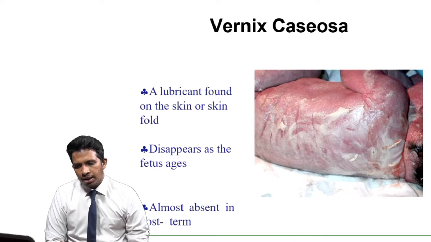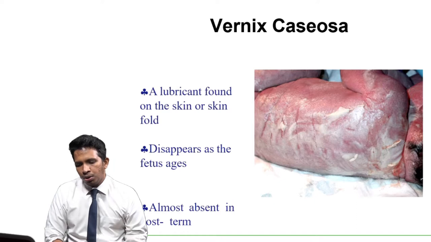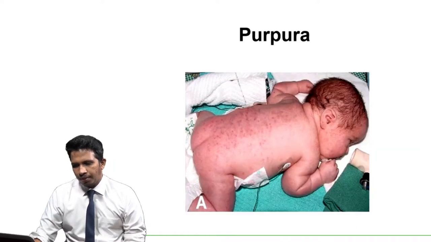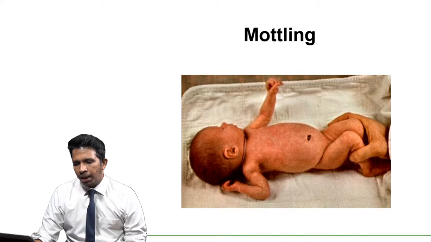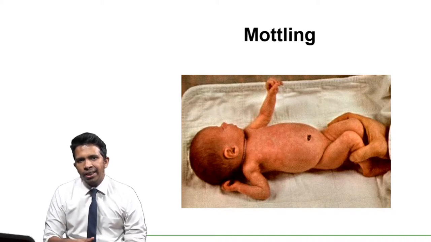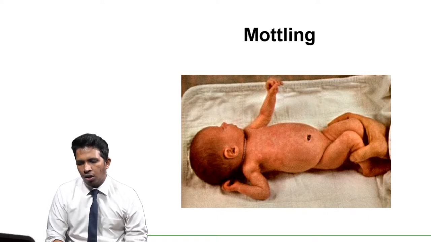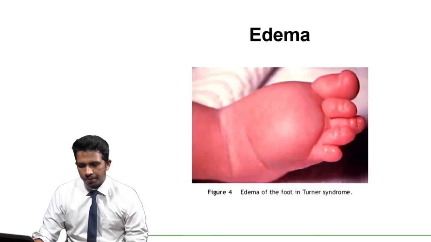So vernix caseosa is that whitish material that is found when the child is born. It is a lubricant found on the skin and skin folds, and it disappears as the fetus grows. By the time the child comes to postterm, it's almost absent. Purpura, little patches of blood, very, very superficial patches of blood. Mottling means that the child is either severely dehydrated or having poor perfusion to the skin. This is not normal and it is seen in preterm babies.